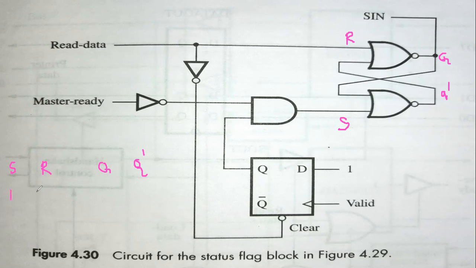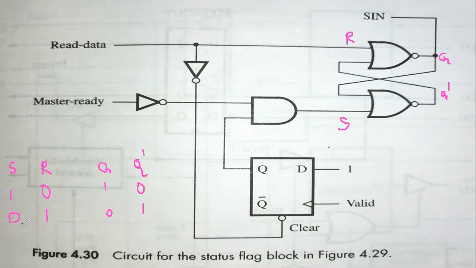If S is equal to 1 and R is equal to 0, or if S is equal to 0 and R is equal to 1, what outcome are we going to get? We get 1 and 0 in the first case, then 0 and 1 in the second. Now, if you receive S is equal to 1, then you can easily observe that SIN is equal to 1.